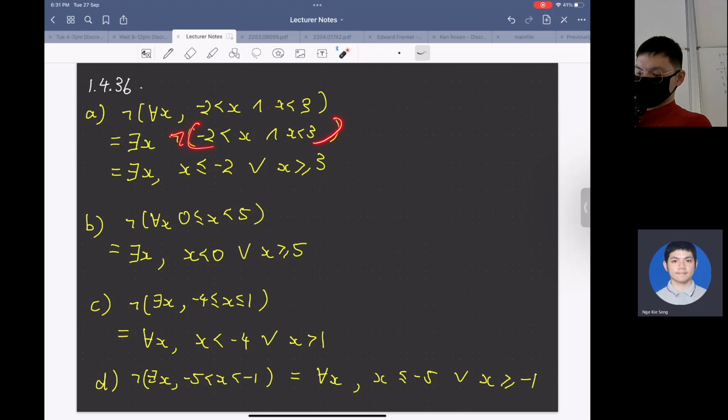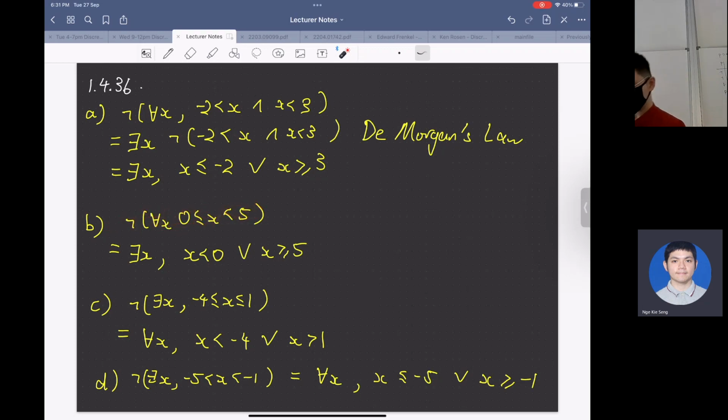Negating a compound proposition with a conjunction. What law do you use? De Morgan's law, right? The only law you need to remember today. De Morgan's law. And then you take the negation of the first one, the second one. And then negate for every x is in between 5 and 0. So negate for every, you have there exists.